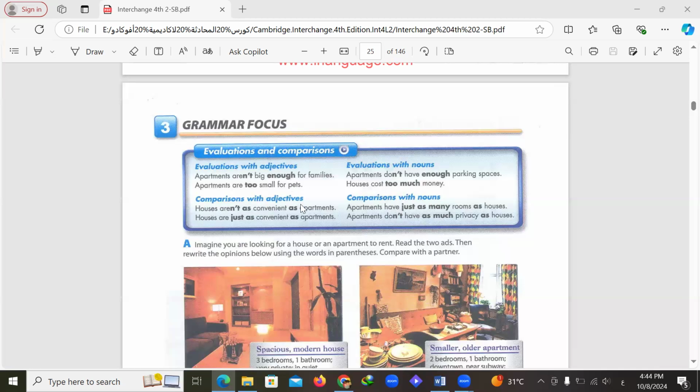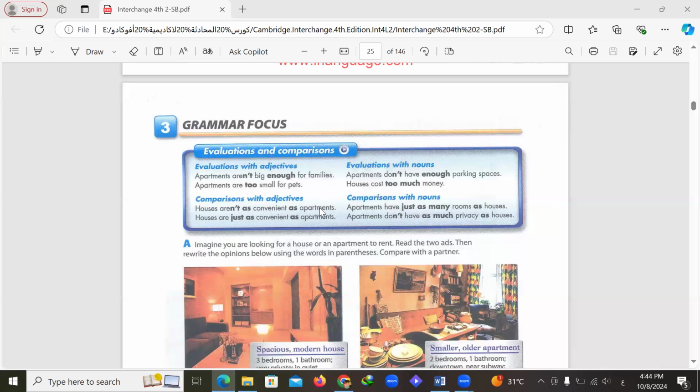Comparisons with adjectives. How can I compare with adjectives? Compare means to use two things. You can evaluate two things. That's comparison. Houses aren't as convenient as apartments. So I use here two things, houses and apartments. So in this comparison, I compare houses with apartments.